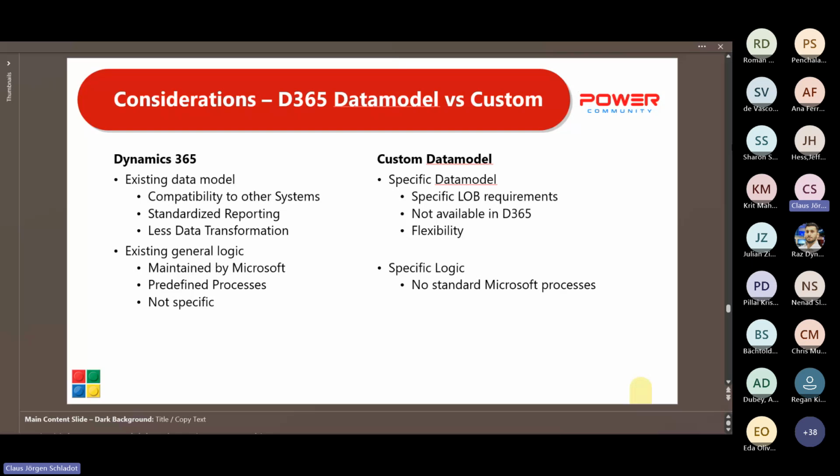On the other hand, a custom data model is always helpful if you have really specific line of business requirements. These are processes that are industry specific, that are not covered by Dynamics 365, or if the existing logic that is implemented in D365 does not fit your needs at all. So you have more flexibility and you can build your own logic. And that's another point, you have to build all the logic on your own. So there are no standard Microsoft processes within a custom data model.